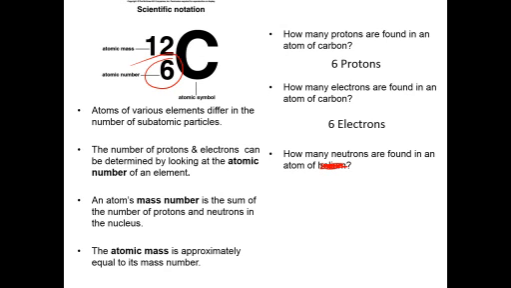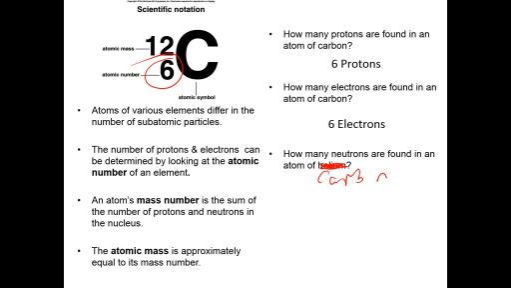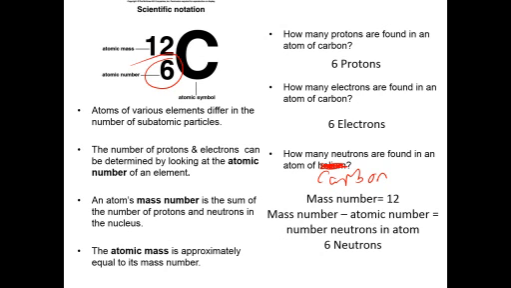Sorry, should be carbon. How many neutrons are found in an atom of carbon? Here you have the mass number, or atomic mass, which is 12, minus the atomic number, which is 6. So 12 minus 6 gives you 6 remaining neutrons. So there are 6 neutrons in an atom of carbon.